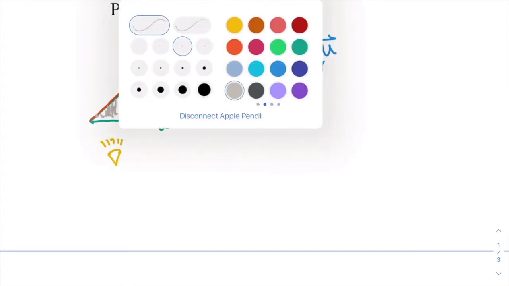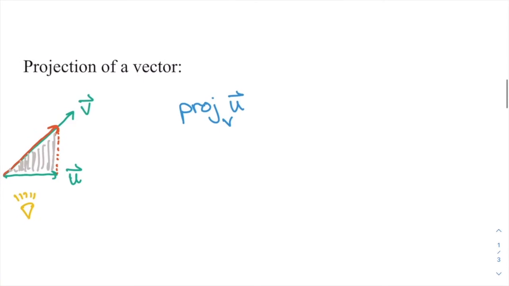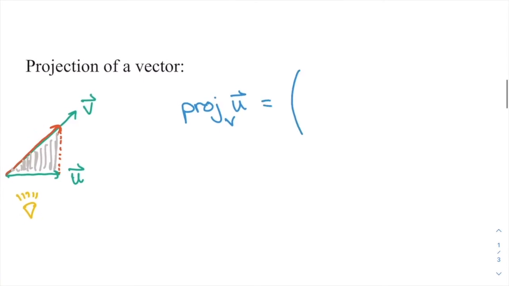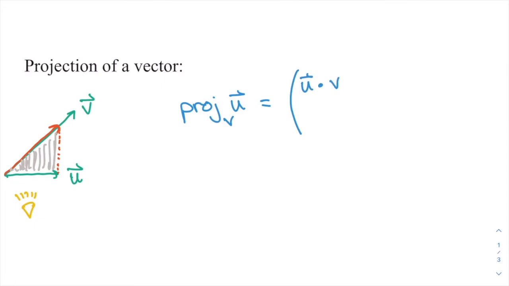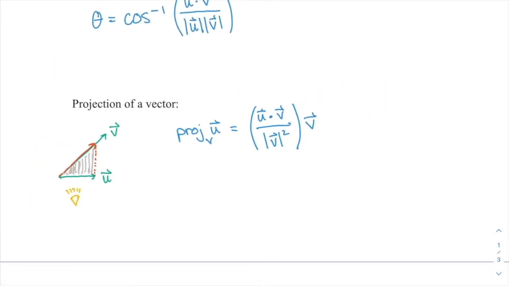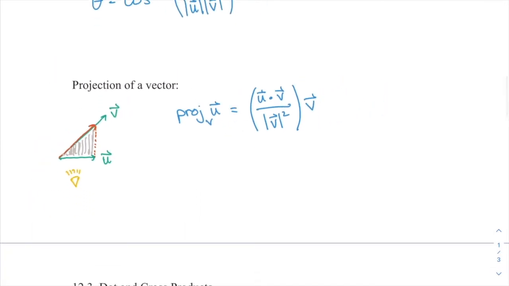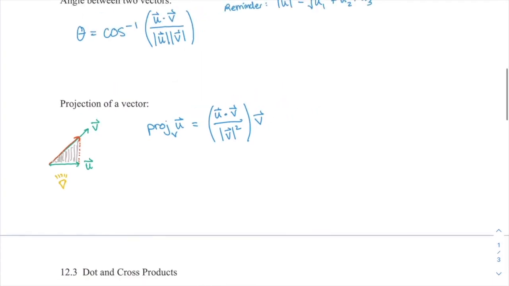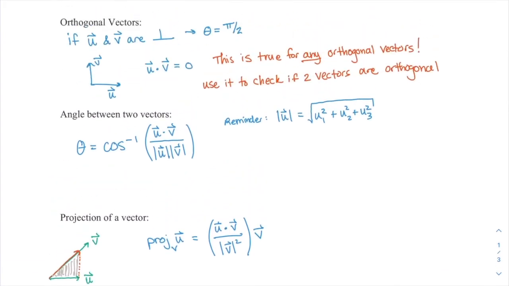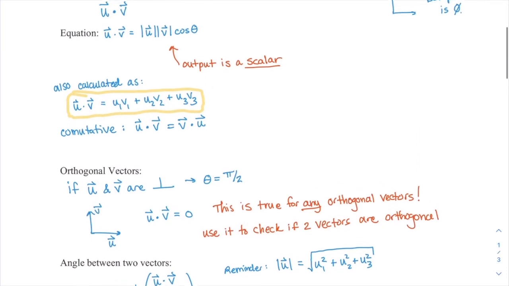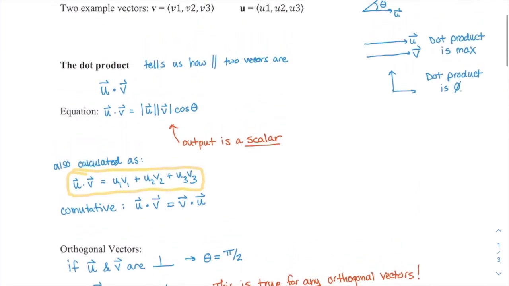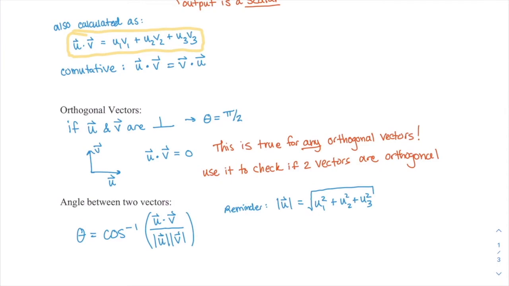And the equation for finding that vector is the dot product of the two, so u dotted with v, divided by the magnitude of v squared, times the v vector. And so that's how you find the amount of u in the v direction. That's called the projection of u onto v. So these are all the neat applications and properties of the dot product. And now we'll move on to the cross product, and we can compare and contrast these two different operations.